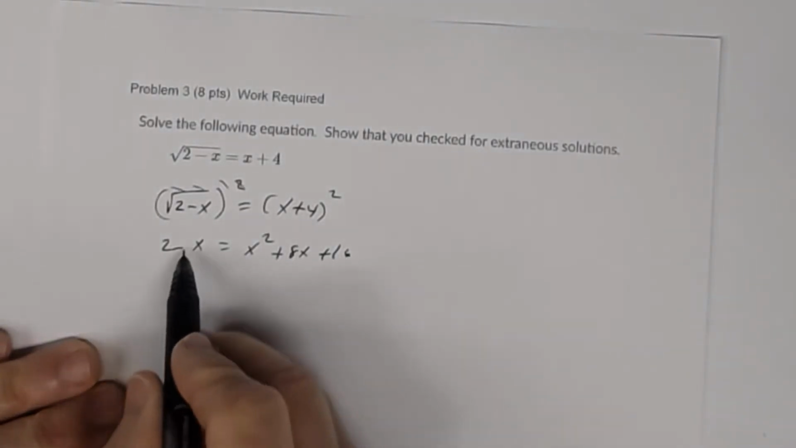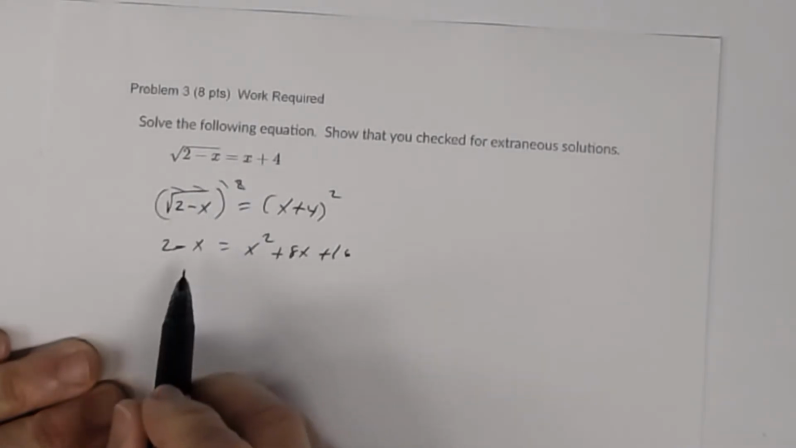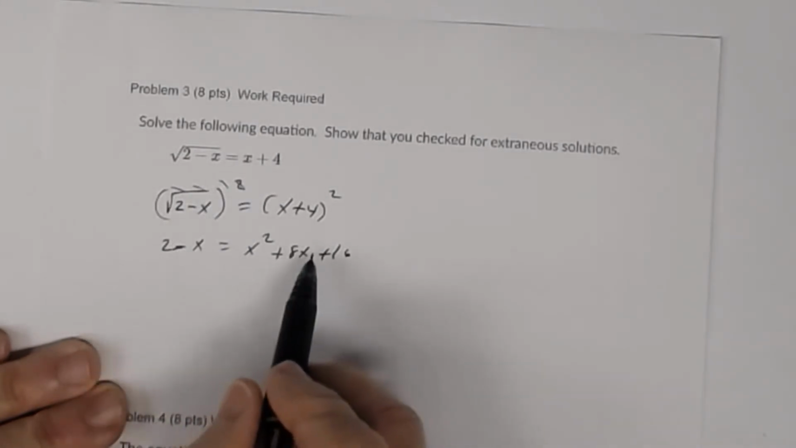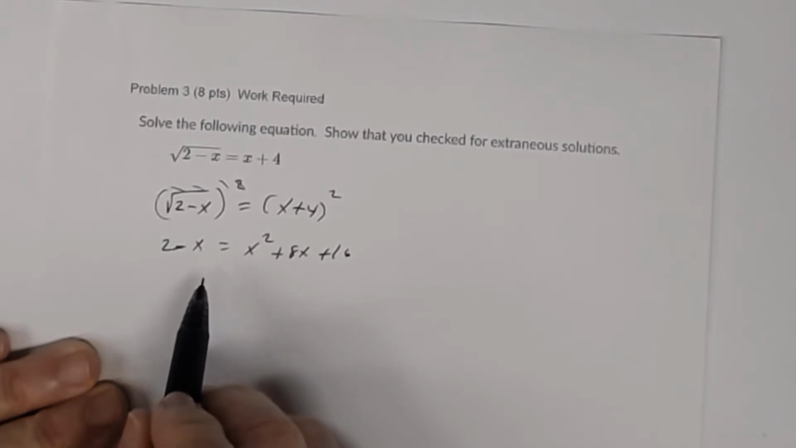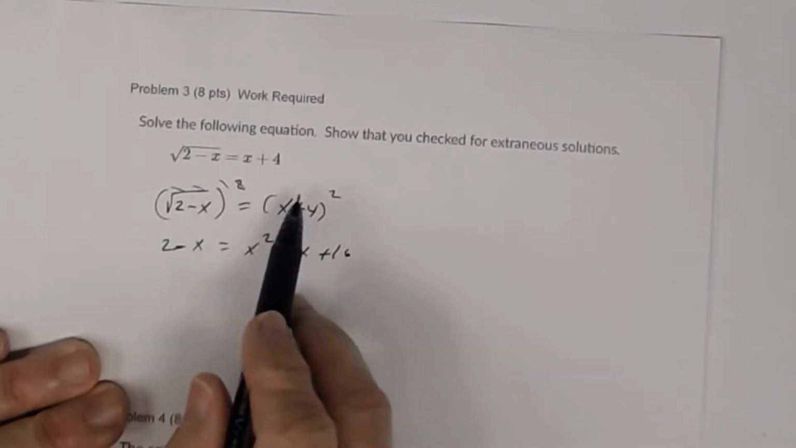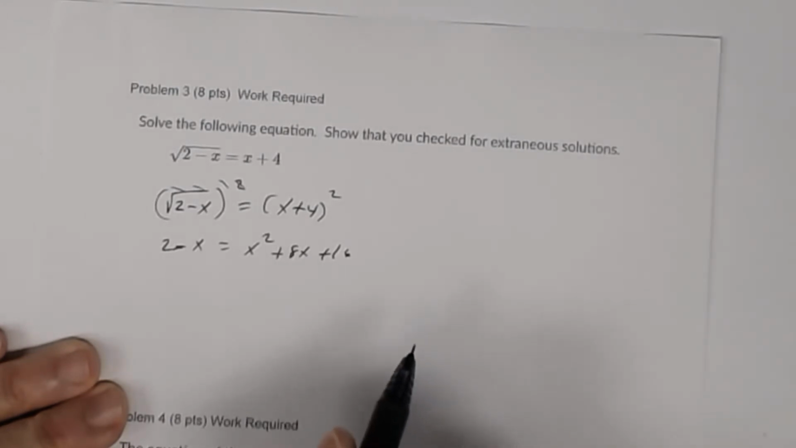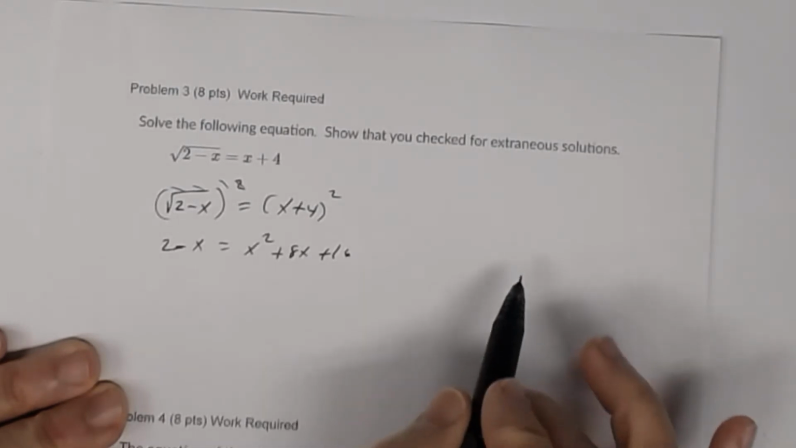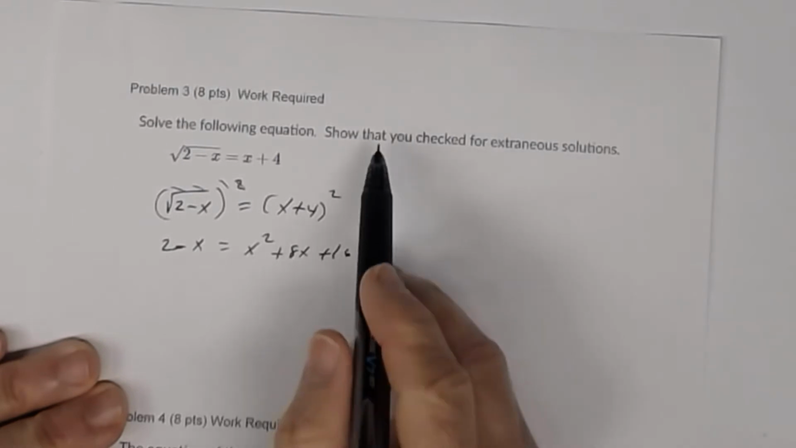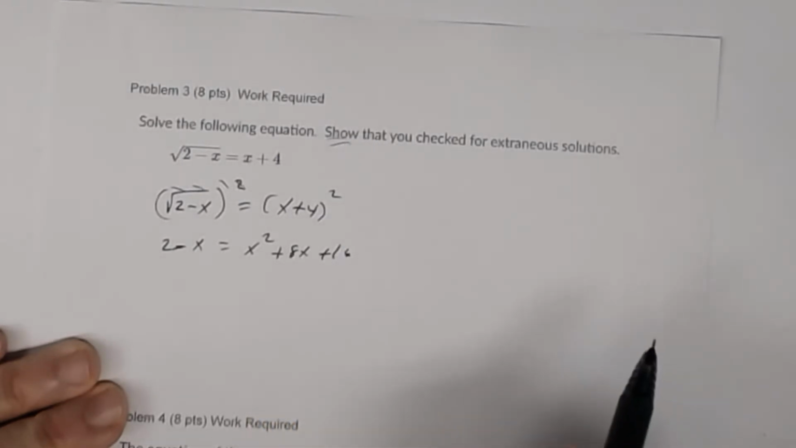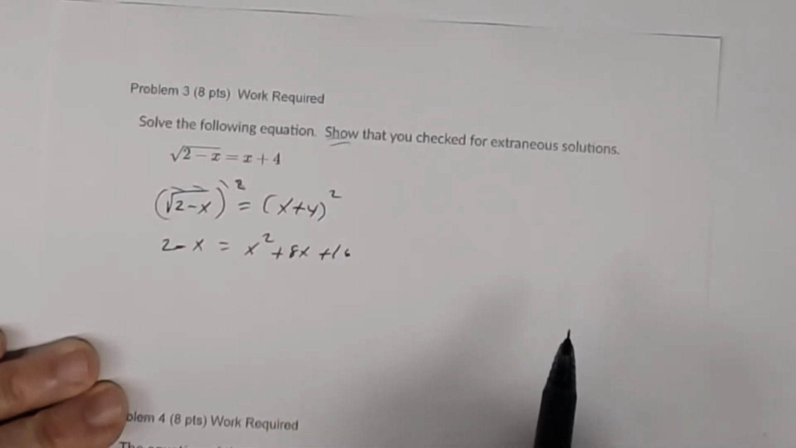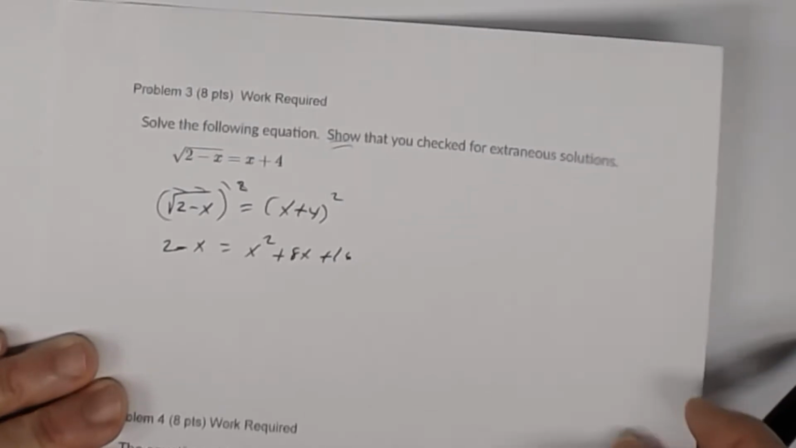Now notice I went from a square root equation to a quadratic equation. And since I raised both sides to an even power, I may have introduced extraneous solutions. So at the end, I need to check for extraneous solutions. And it does say to show that you check for extraneous solutions. And you all know what I mean by that.